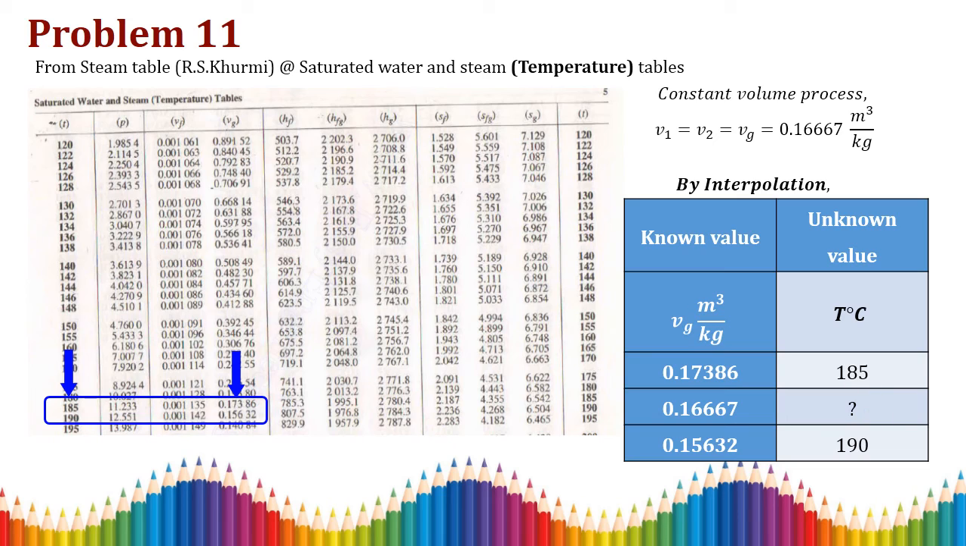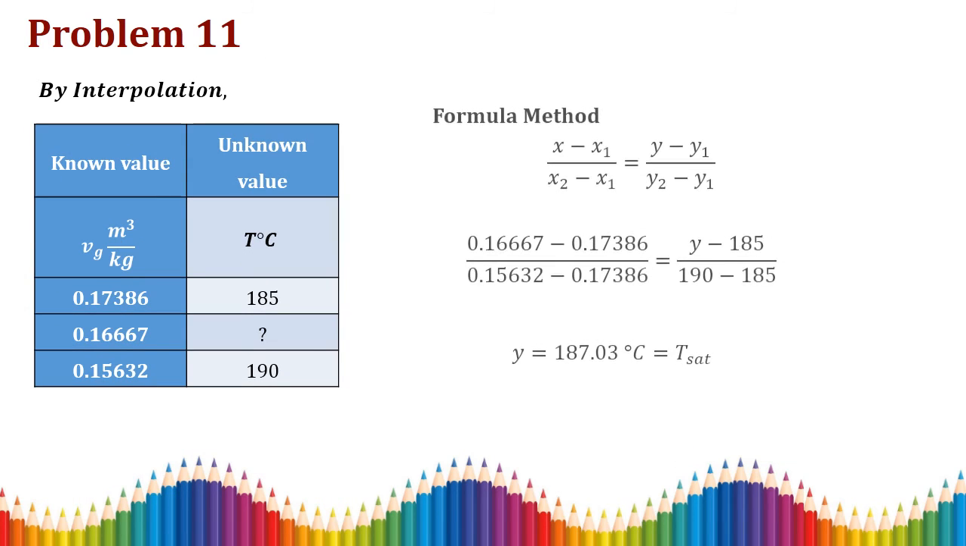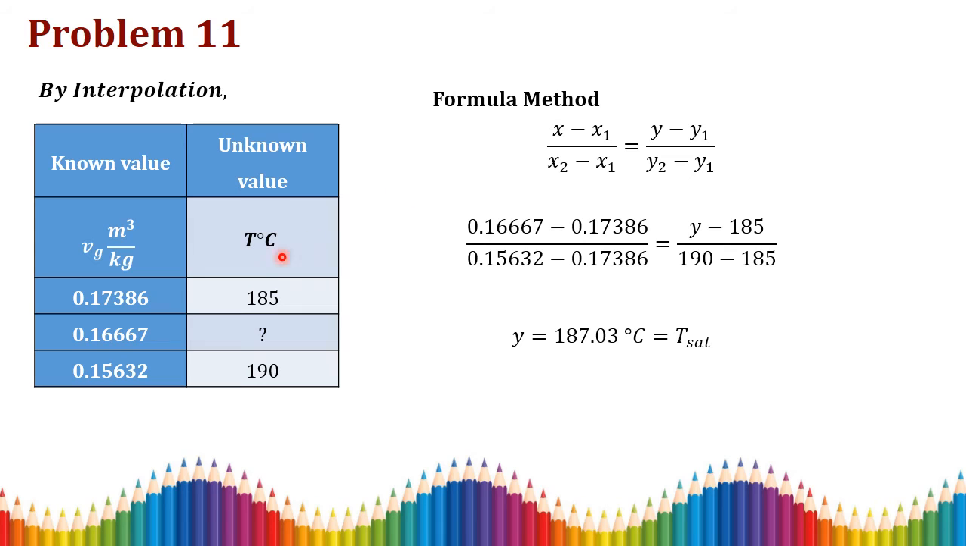Then we can solve this by two methods. First is the formula method, then we can go for the calculator. So this is your formula method. Consider this term as x1, this as x, and this as x2. This is y1, this is y, and this is y2.